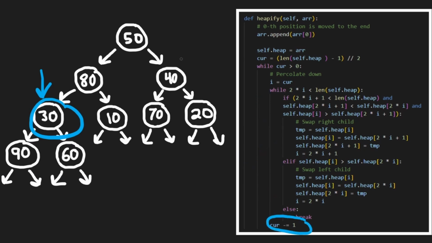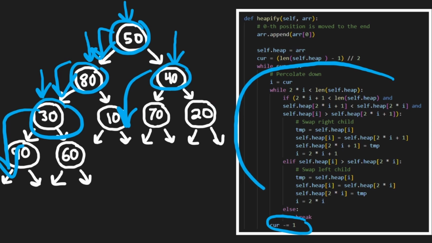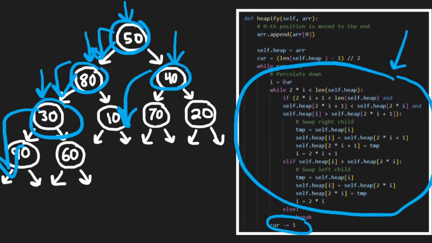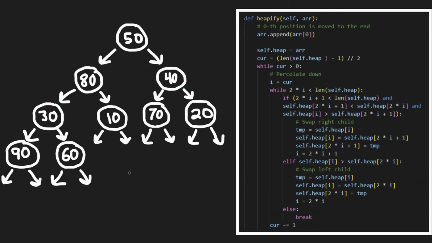Because remember, we're going in reverse order. We're going to go to this node, and then we're going to go to this node, and then we're going to go to this node. And for each of these, we're going to percolate them down if we can. Now, if you were actually implementing your own class for a heap, you'd probably put this in a helper function since it's being used not only here, but it's also being used in heap pop. The reason I wrote this out explicitly is just to show you exactly what is going on with the heapify algorithm.